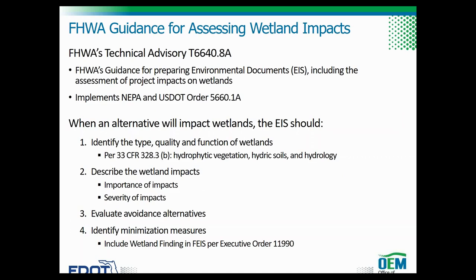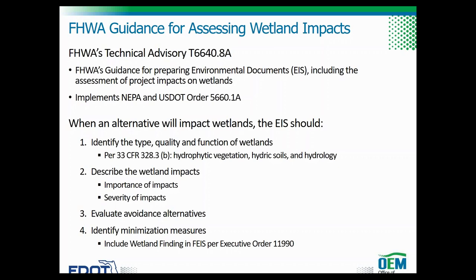The wetlands should be identified in accordance with 33 CFR 328.3(b), which requires the presence of hydrophytic vegetation, hydric soils, and wetland hydrology. The direct and indirect wetland impacts, including the importance and the severity of the impacts, must be included in the environmental document.